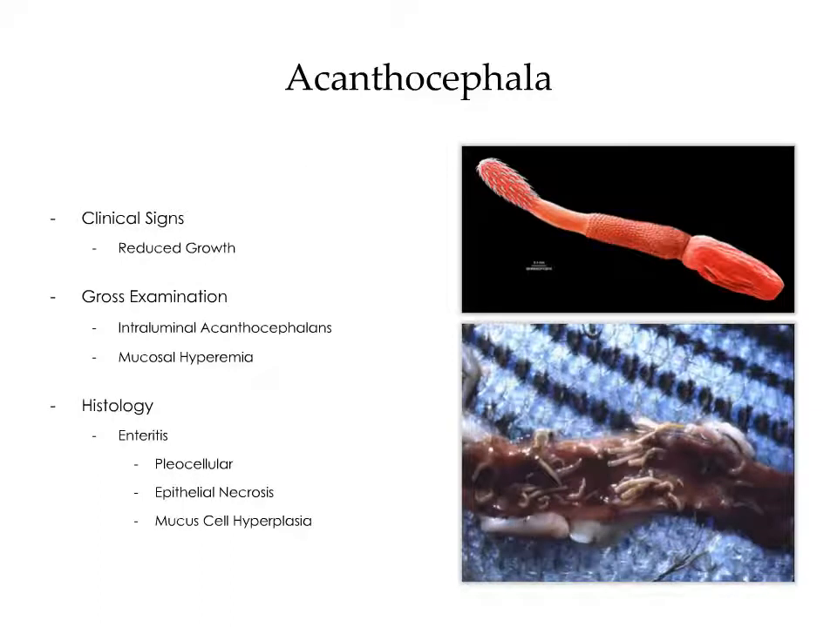Clinical signs associated with infection include reduced growth. On gross examination, there are large numbers of intraluminal acanthocephalans. The affected mucosa may be hyperemic. Histologically, the infection is associated with pleocellular enteritis. Other lesions at the site of attachment include necrosis of the mucosal epithelium and mucosal hyperplasia. The image on the bottom right is an example of a heavy parasite load within the lumen of the intestine.